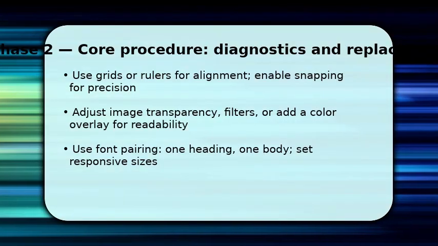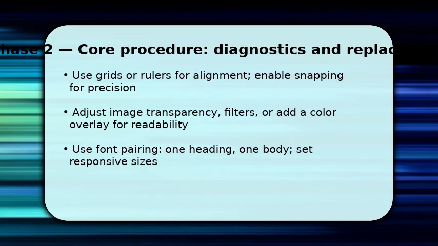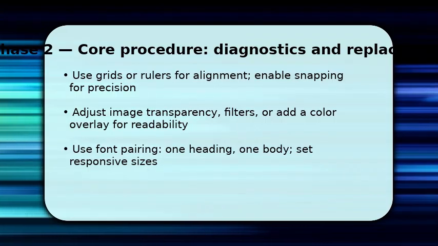Once your elements are placed, refine alignment using grids, rulers, and snapping. This keeps text and image edges consistent. If the text competes with the photo, apply a subtle overlay, reduce image brightness, or add a soft blur to increase contrast. These tweaks make words legible without losing visual impact.